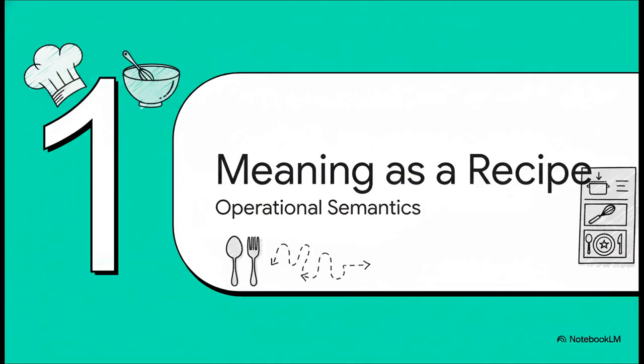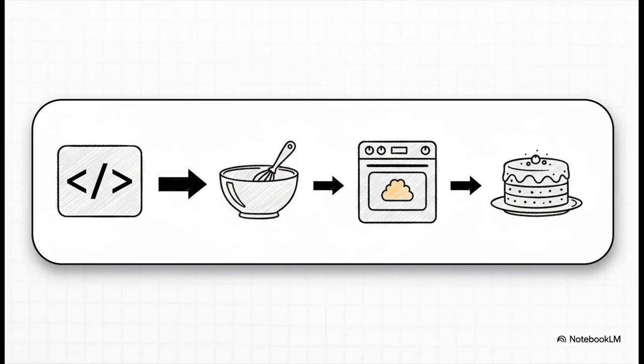All right, first up, we've got operational semantics. Now, the easiest way to get your head around this one is to think of a program's meaning as a recipe. Seriously, it's all about the step-by-step instructions. So here's the key idea. With this approach, the meaning of the code is the execution itself. That's it. To figure out what a program means, you just describe the exact sequence of changes it makes to the computer's state, one step at a time. It's super direct, really intuitive, just like following a recipe to bake a cake, right? The meaning is literally in the doing.